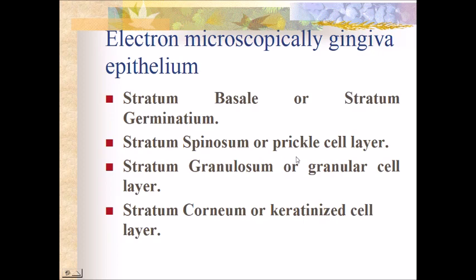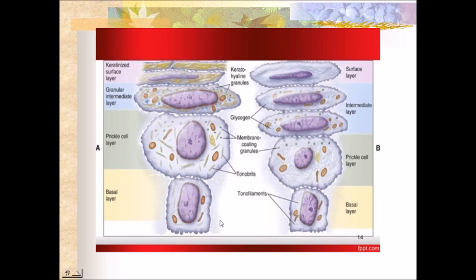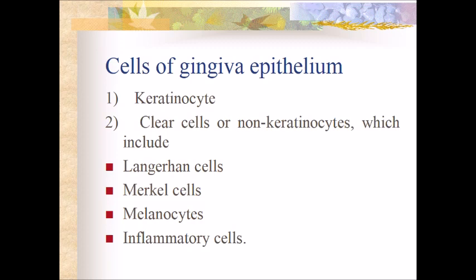Then coming on to the electron microscopy of the gingival epithelium. It is divided into four strata: stratum basale or stratum germinativum, stratum spinosum, stratum granulosum, and stratum corneum. So if you are good in drawing, you can draw the diagram. Then cells of gingival epithelium. Cells of gingival epithelium are keratinocytes, that we have already discussed, stratum basale, all the layers. Then clear cells or non-keratinocytes, which include Langerhans cell, Merkel cell, melanocytes, and inflammatory cells.